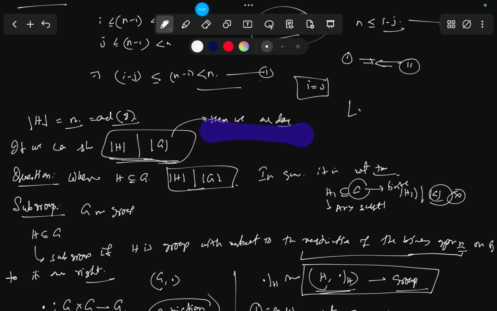So that is basically coming via something called Lagrange's theorem. So yeah, we'll see this thing from the next time onwards. Okay, so thank you very much.